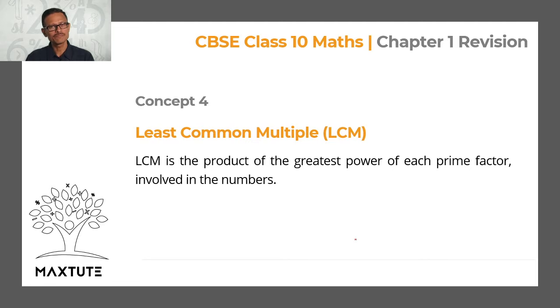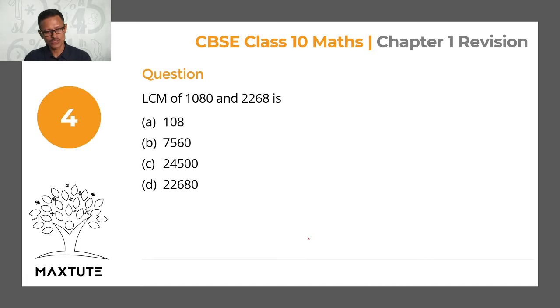Go on to LCM. Step 1 for LCM is the same as what we did for HCF. Prime factorize the given numbers. Second step: in HCF, we picked common primes. Here we are going to pick every single prime factor. In HCF, we pick the lowest power. Here we are going to pick the greatest power. So LCM is the product of the greatest power of every single prime factor involved in the numbers. Let's pick an example and quickly run through this concept.